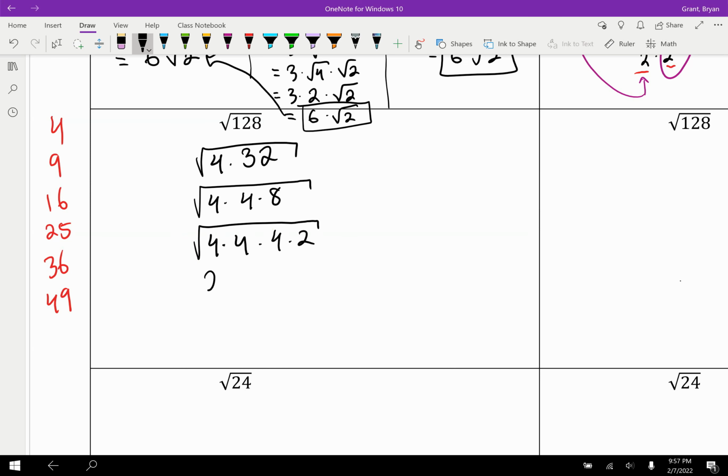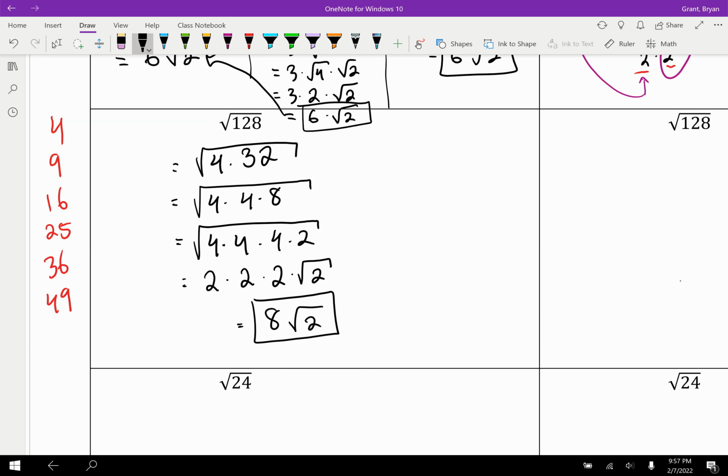All right, simplifying this down, let's do the square root of each of the perfect squares. The square root of 4 is 2. The square root of 4 is 2. The square root of 4 is 2. The square root of 2 doesn't have a nice square root. It's not a perfect square. And we finish off by multiplying. 2 times 2 is 4, times a third 2 is 8, and so our final answer is 8 square roots of 2.